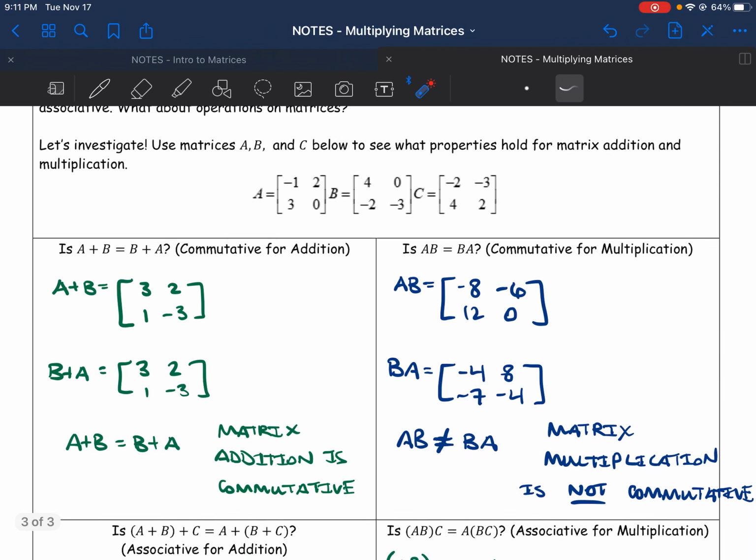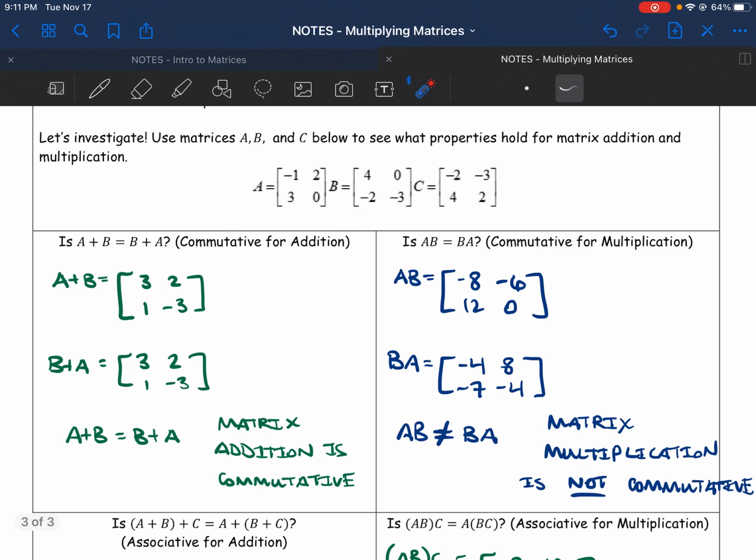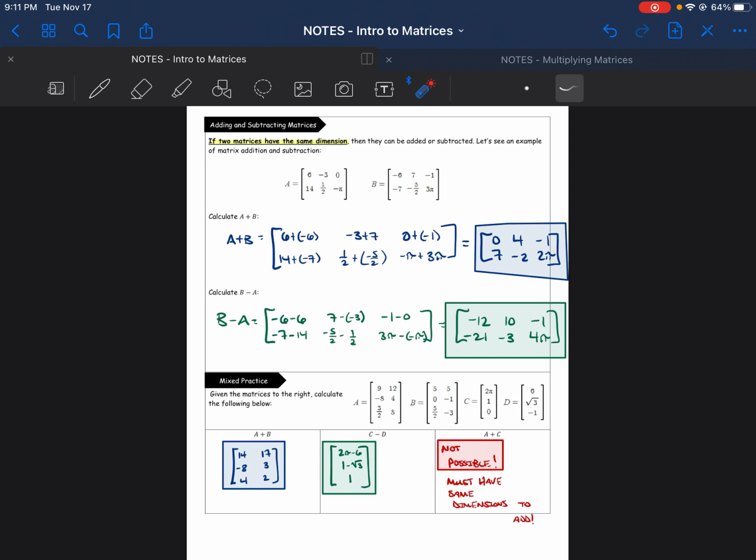Okay, now let's try associativity. So first, for the associative property, it's saying that if we take (A plus B) plus C, that'll be the same as A plus (B plus C). And remember, these parentheses mean that's what you do first. So is adding A and B first, then adding C afterwards, going to be the same as adding B and C first, then adding A with it? Let's go ahead and check.